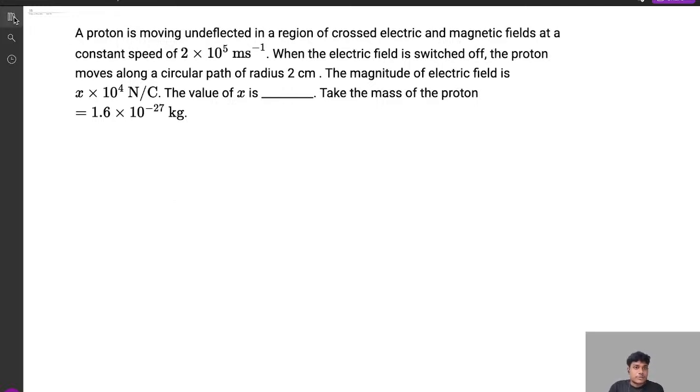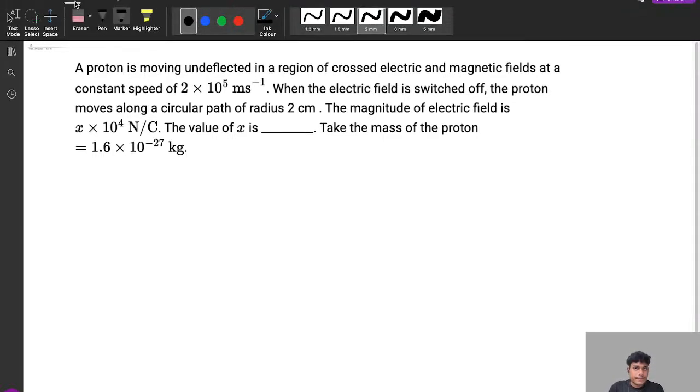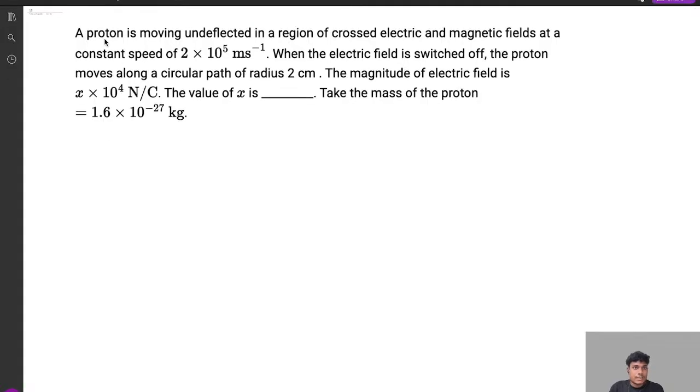So here is our first next question. A proton is moving undeflected in a region of crossed electric and magnetic field at a constant speed of 2 × 10^5 meter per second. Means a particle proton of velocity is equal to 2 × 10^5 meter per second.